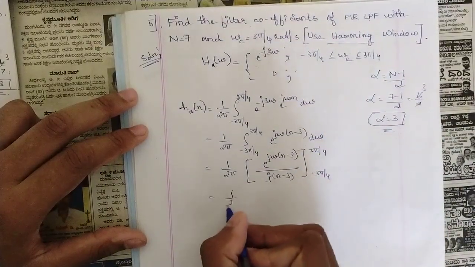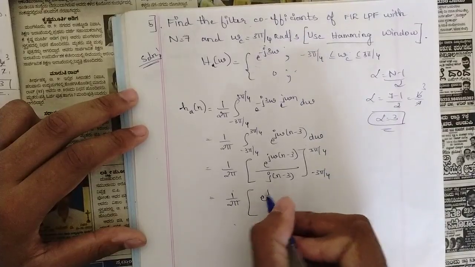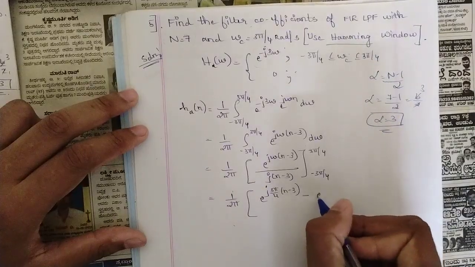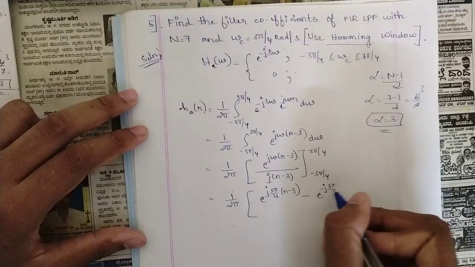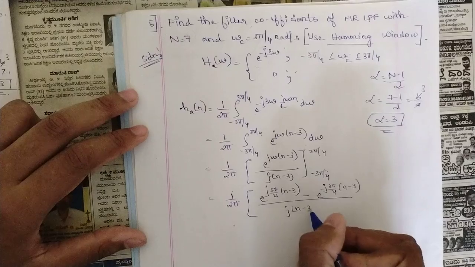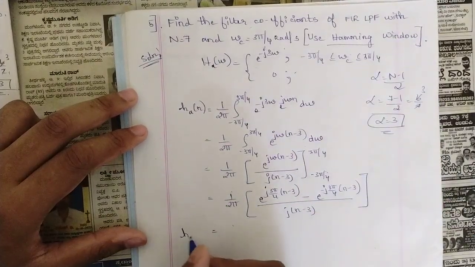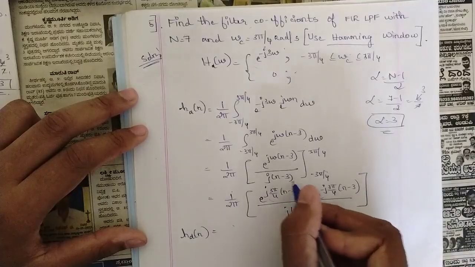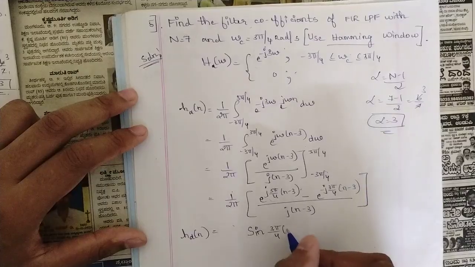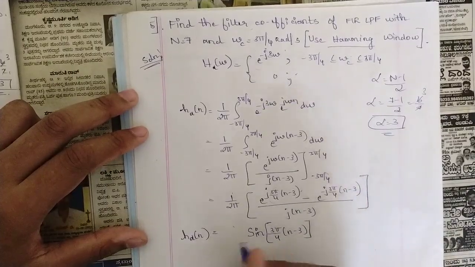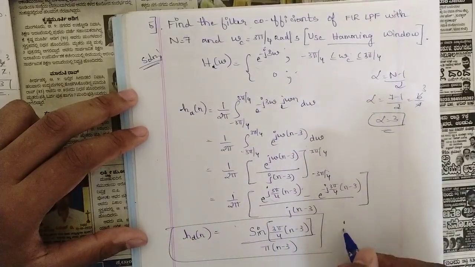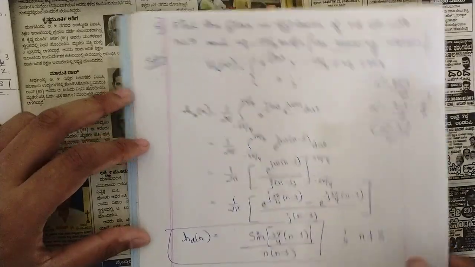Now substitute the limits. So e power j 3 pi by 4 n minus 3, minus the lower limit e power minus j 3 pi by 4 n minus 3, divided by j n minus 3. So our final answer, with theta equal to 3 pi by 4 n minus 3, is sine of 3 pi by 4 n minus 3 divided by pi n minus 3. This is the value of HD of n for n not equal to 3.